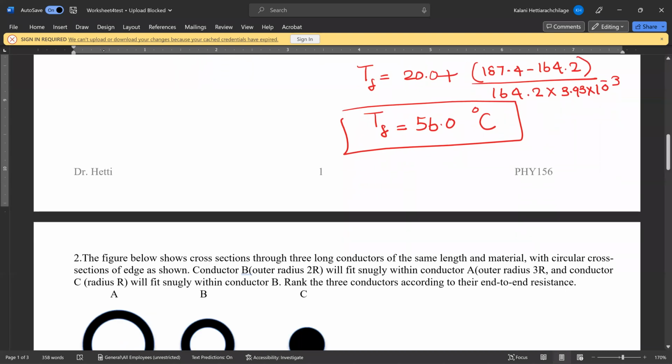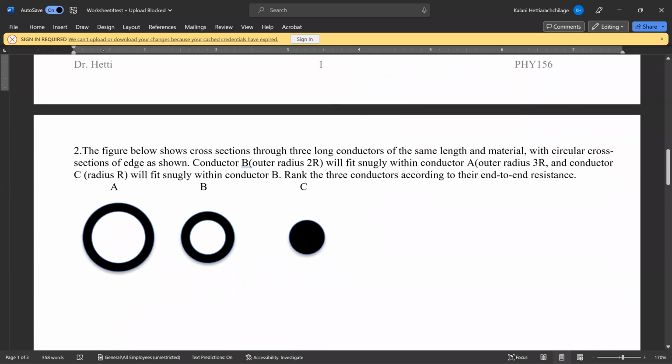Okay, so now let's move to question number 2. I want you to experience how, by changing the cross-sectional area of the cylinder, making a hollow-shaped cylinder or a solid cylinder, the resistance changes. So now let's go and check this.